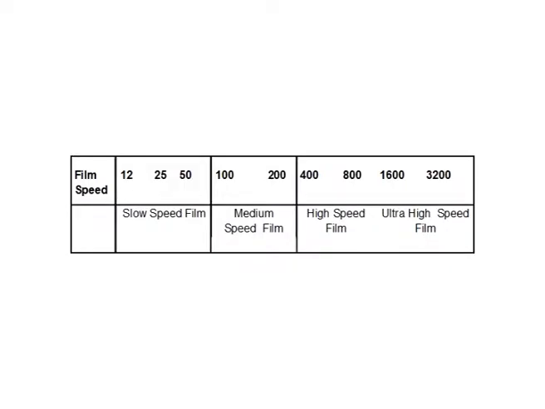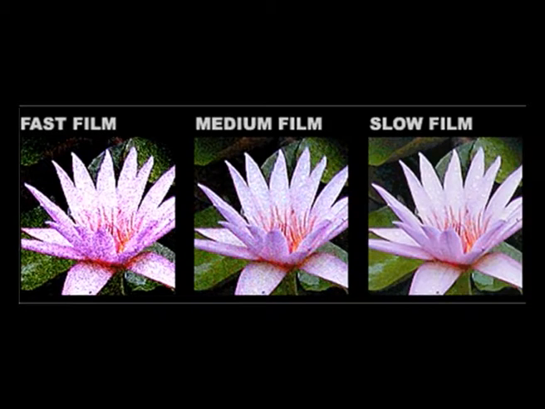The film speeds: 12, 25, 50 will be slow speed films, 100 to 200 medium speed films, 400 to 800 high speed films, 1600 to 3200 ultra high speed film. The difference between slow and fast film is the quality. Slow speed films usually produce sharper and more detailed image, while faster films have higher contrast and grains.